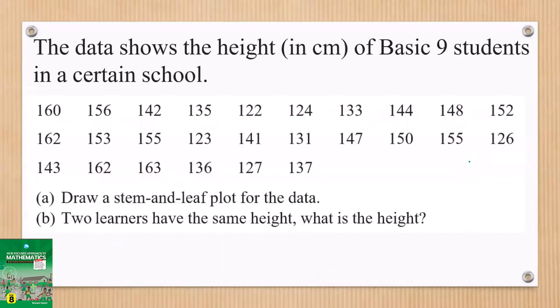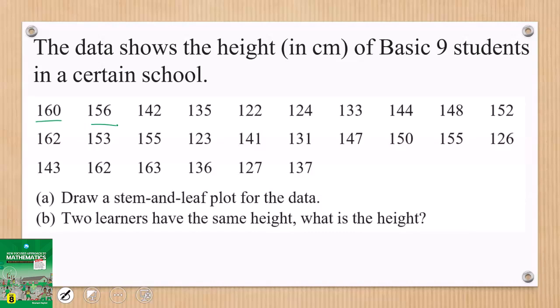Right, with the next question, it says the data shows the height in centimeters of basic 9 students in a certain school. So the heights are listed below: 160, 159, and so on and so forth. But then it's in centimeters. We have to draw a stem and leaf plot for the data, and then also two learners have the same height. What is that height? If two learners have the same height, what is that height?